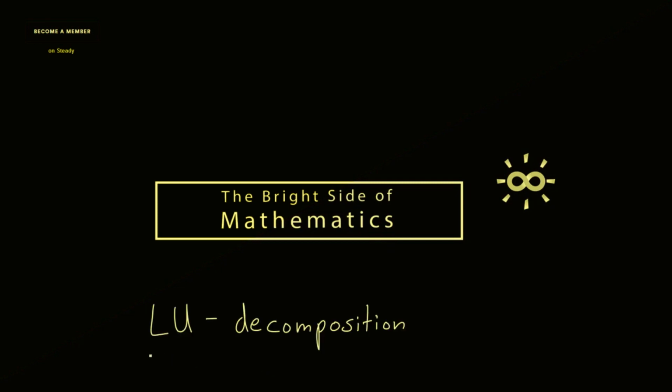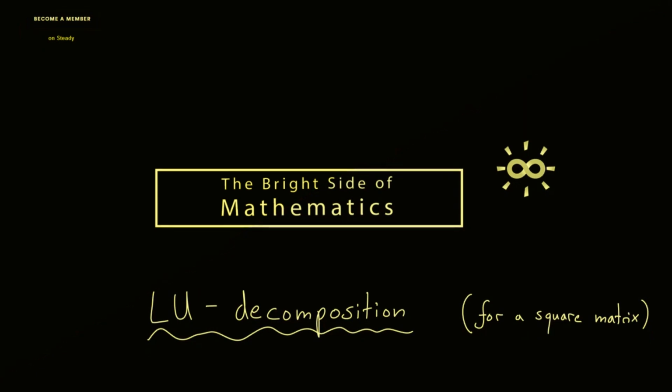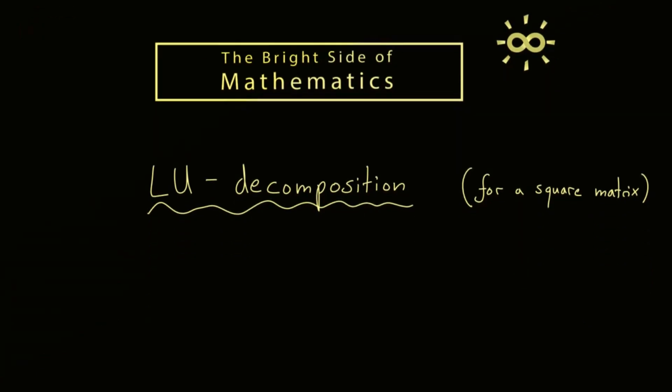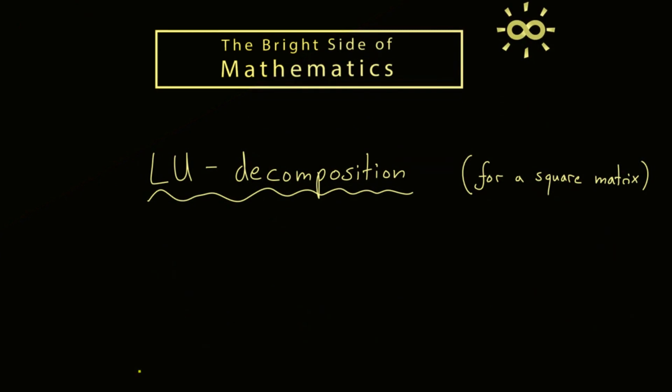Today I want to show you the LU decomposition for a square matrix. This means that we rewrite our matrix as a product of two matrices, where on the one side we have a lower triangular matrix L, and on the other side we have an upper triangular matrix U. Now in this video I want to show you the algorithm with the help of one example.